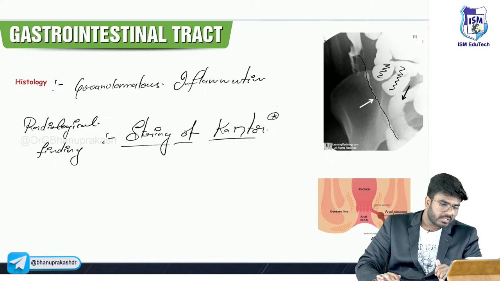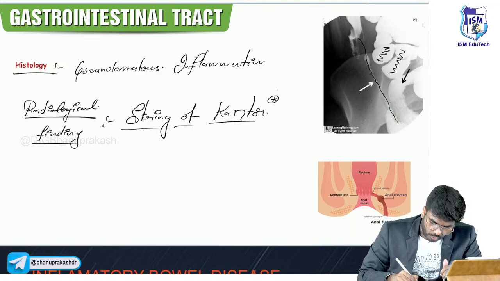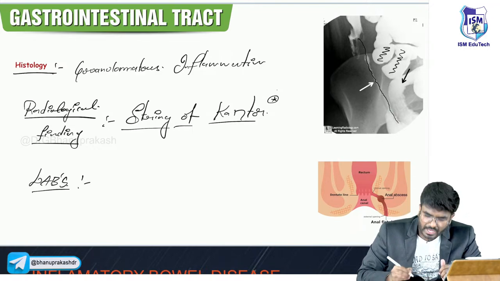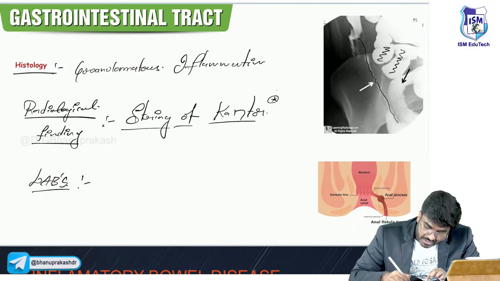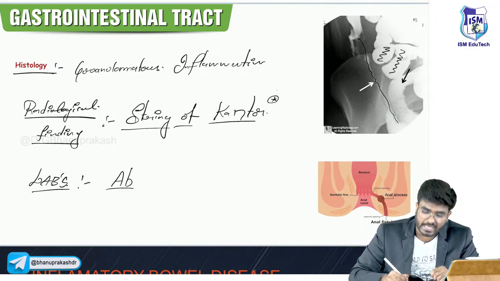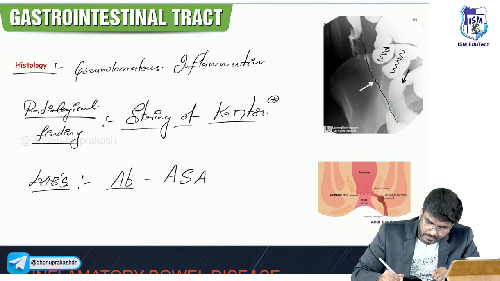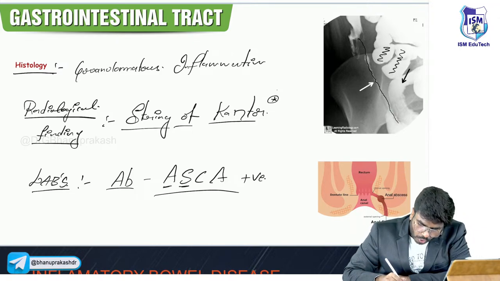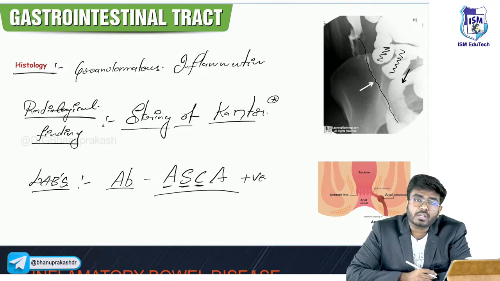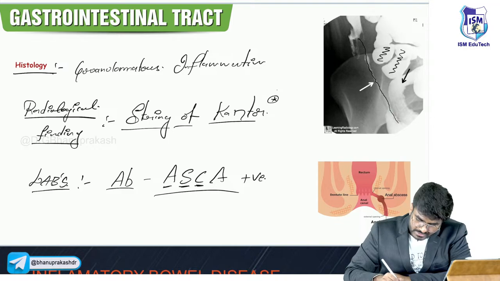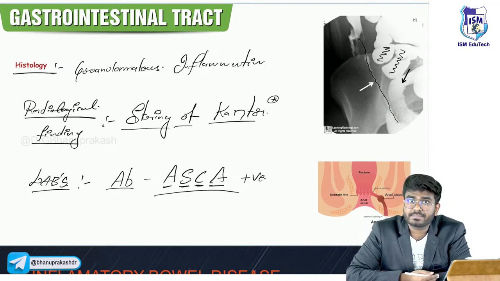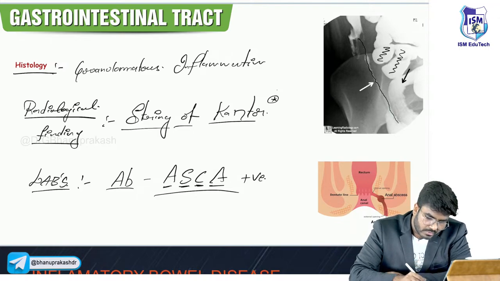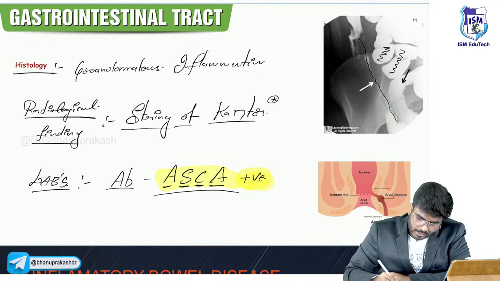Next, what else do you need to know? Histology okay, radiological finding okay, now laboratory findings. In the labs, do you find anything specific in this condition? These patients are having certain antibodies. Which antibodies? ASCA. This is not ANCA, ASCA: anti-Saccharomyces cerevisiae antibodies, against the fungus. Why? We don't know why they are there, but these patients are going to be positive for anti-Saccharomyces cerevisiae antibodies.